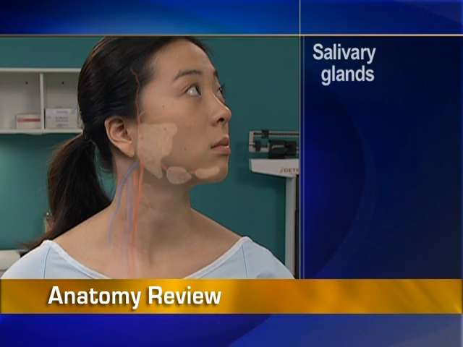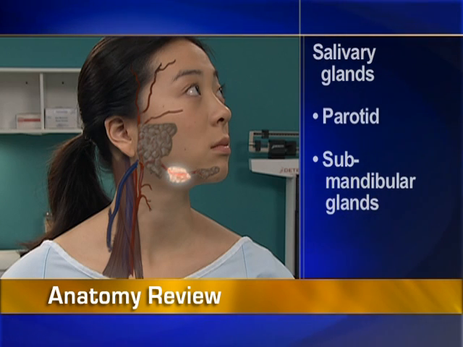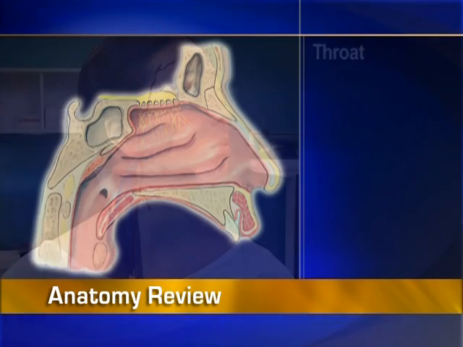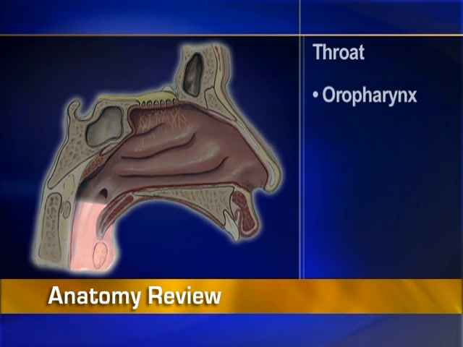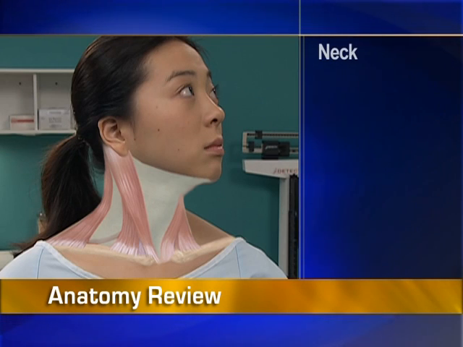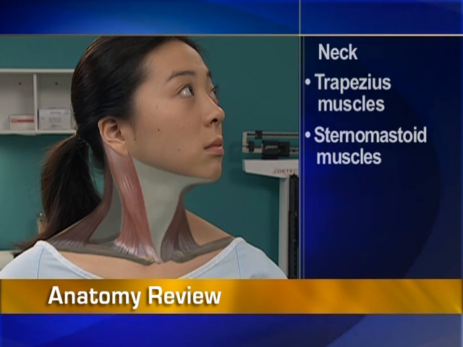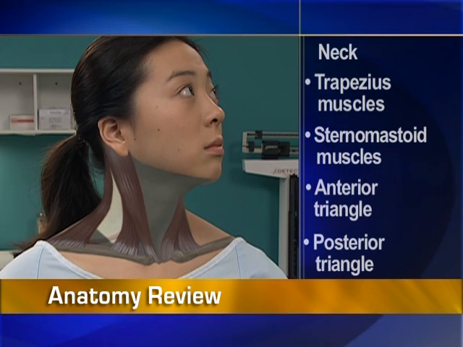The mouth contains three pairs of salivary glands: the parotid glands in front of the ear, the submandibular glands at the angle of the jaw, and the sublingual glands under the tongue. Behind the mouth and nose lies the throat, which contains the oropharynx with the tonsils and the nasopharynx. The neck has two pairs of muscles that serve as landmarks: the trapezius muscles and the sternomastoid muscles. They divide the neck into the anterior triangle and posterior triangle.